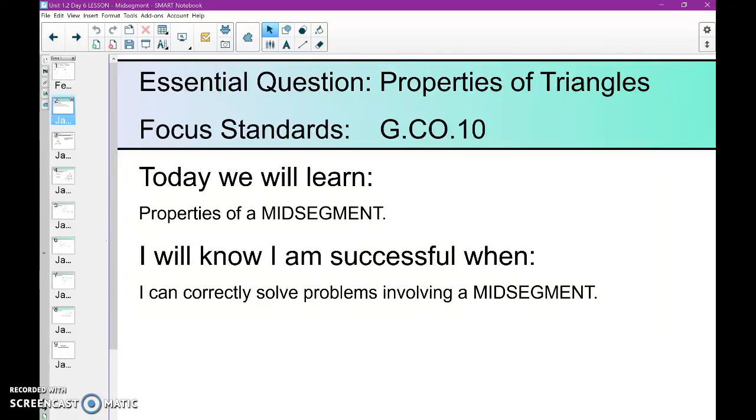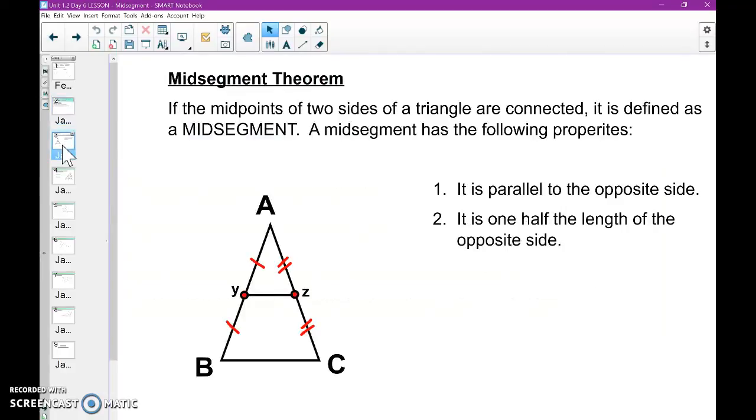So this is Unit 1.2, Day 6, lesson on mid-segment. We taught it in class on Friday, September 29th. Mid-segment is a little bit different than the stuff we've worked on. It looks a little different than the transversals and things we've dealt with. It kind of looks like this picture.